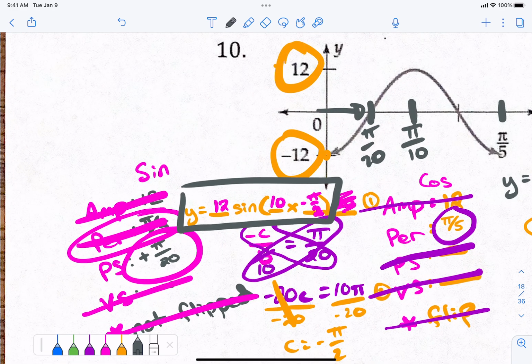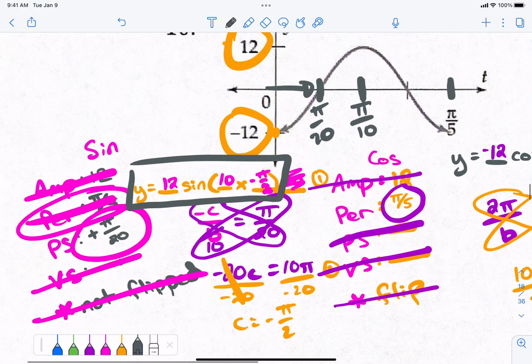All right, that was a lot of stuff. Number 11 is a little bit easier. So start by writing out amplitude, period, phase shift, vertical shift. Attempt it. Okay? Attempt it.